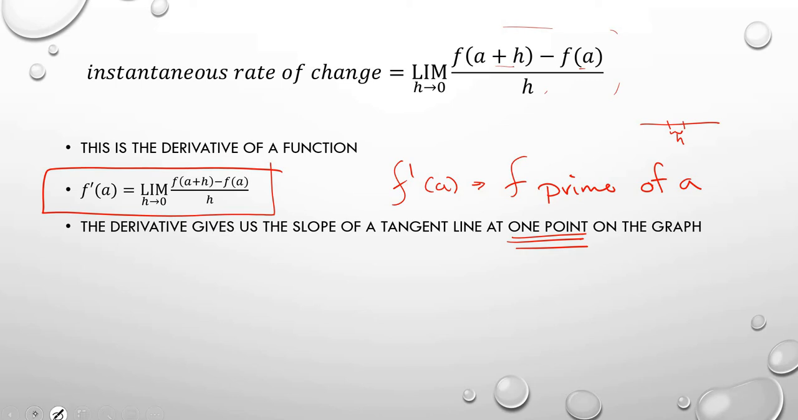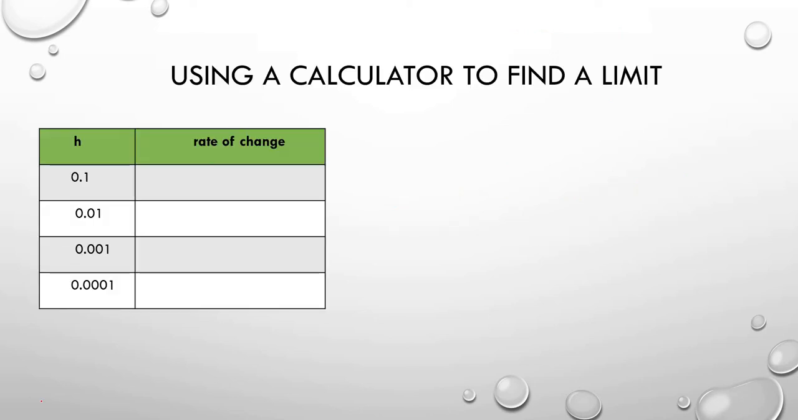So let's do it first using a calculator. Get a calculator out, and we're going to still use our good old f of x equals x squared function. So put that in under y sub 1 equals x squared. I want to find the rate of change at x equals 1.